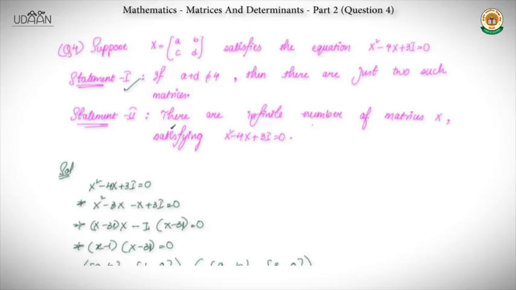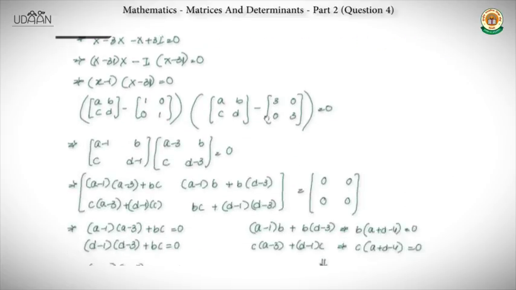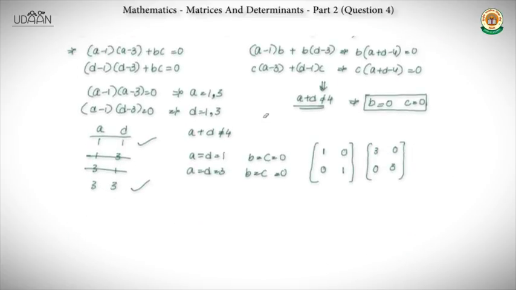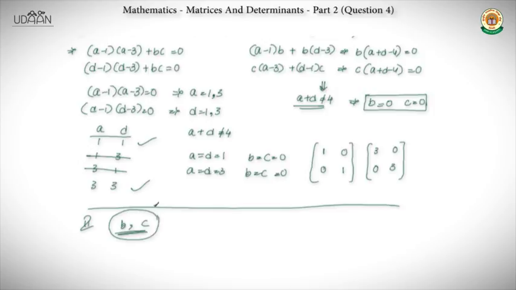Now, there are infinite number of matrices X satisfying X squared minus 4X plus 3I equal to 0. Here we are not given the condition that A plus D is not equal to 4. That means A plus D can be 4. If A plus D is 4, then what do these two equations become? Those two equations are anyway 0 on the LHS side. So B and C could be any value, and we just have an infinite number of solutions. So statement 2 is also true.